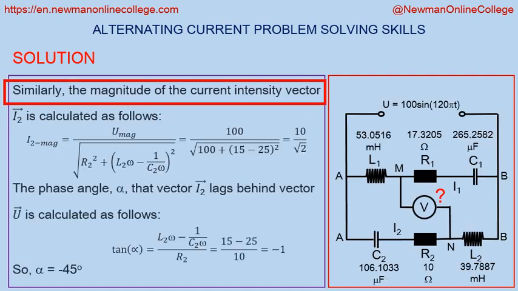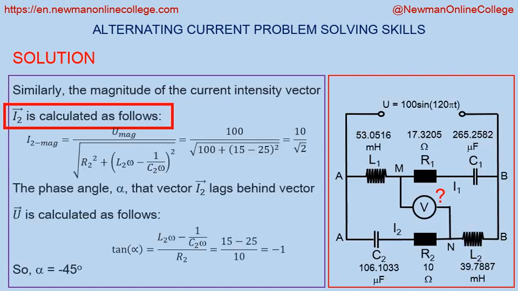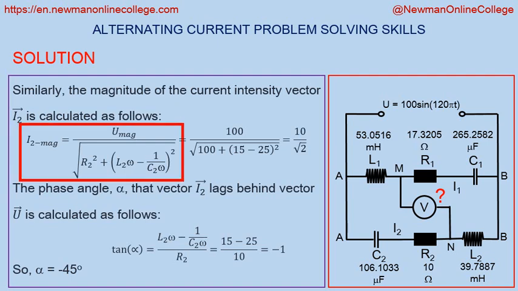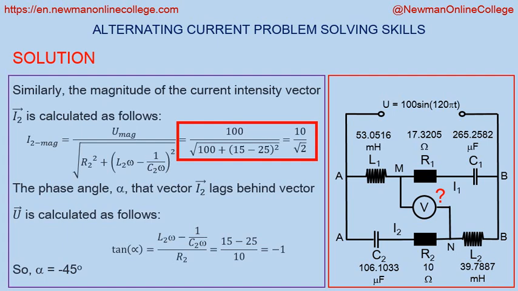Similarly, the magnitude of the current intensity vector I2 is calculated as follows. |I2| equals |U| over the square root of R2 squared plus (L2ω minus 1/(C2ω)) squared, which equals 100 over the square root of 100 plus (15 minus 25) squared, which equals 10 over the square root of 2.